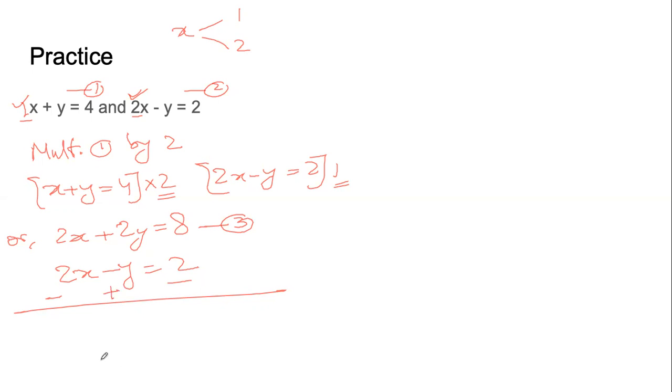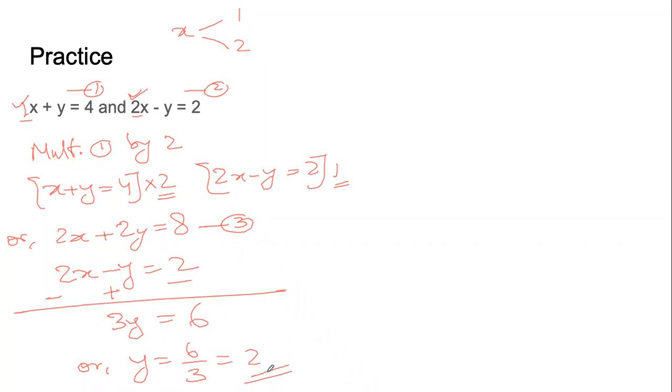2x minus 2x is 0. 2y plus y is 3y. 8 minus 2 is 6. Dekho, we have seen these numbers before. 3y equals 6. From here we can say y equals 6 divided by 3, which is 2. Got the same answer.